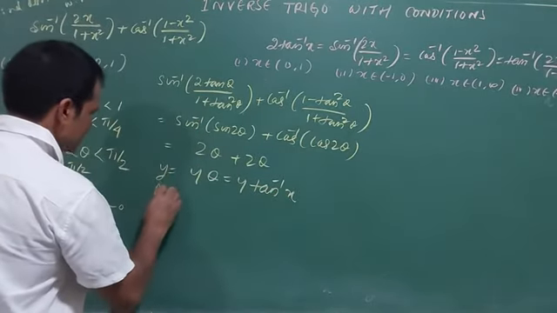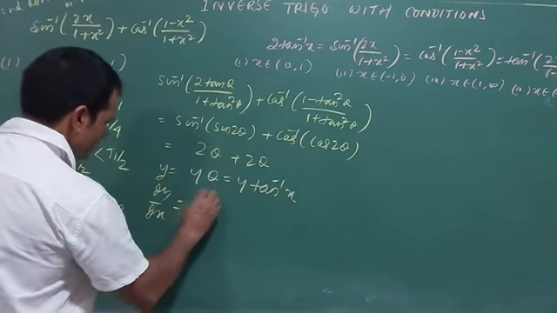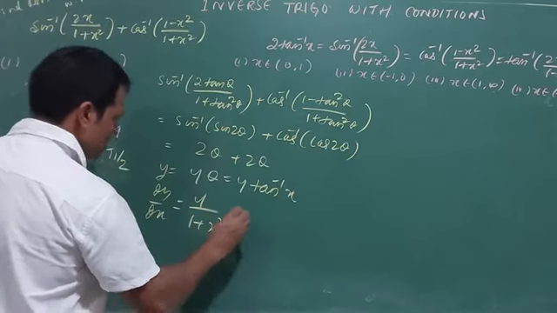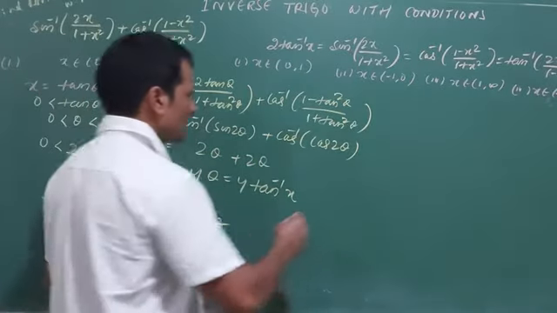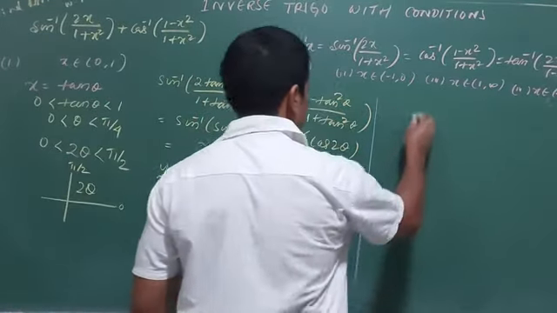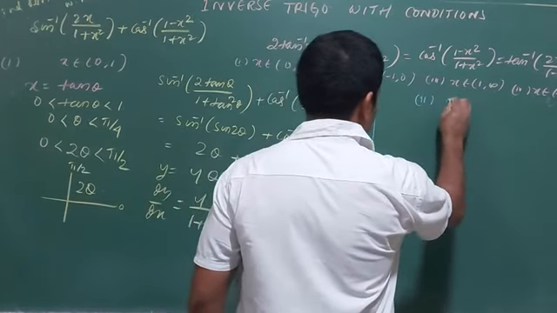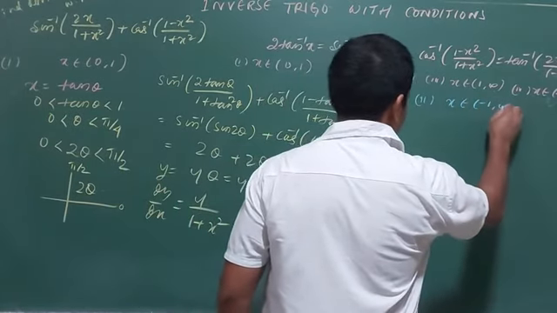So dy by dx is equal to 4 by 1 plus x square. Here it is equal to 4 by 1 plus x square. Suppose the same question, I am going to the second condition: x belongs to minus 1 to 0.